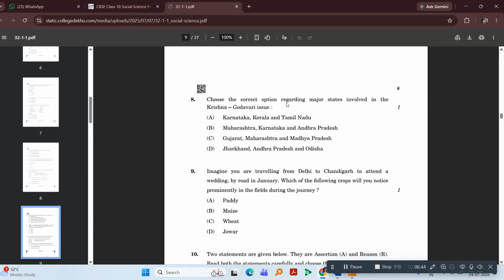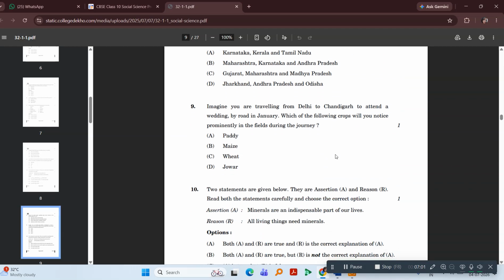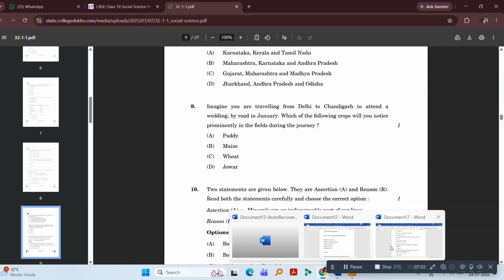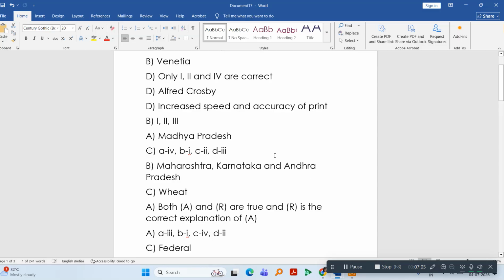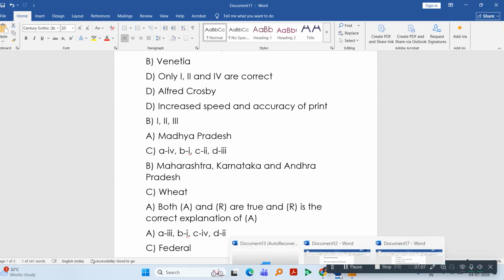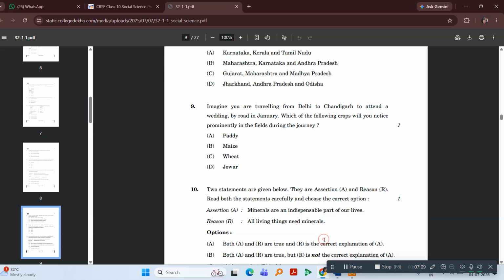Let's move on to the eighth one. Choose the correct option regarding major states involved in the Krishna Godavari issue. The options are A. Karnataka, Kerala, and Tamil Nadu. B. Maharashtra, Karnataka, and Andhra Pradesh. C. Gujarat, Maharashtra, and Madhya Pradesh. D. Jharkhand, Andhra Pradesh, and Odisha. Which is the correct option? It is B. Maharashtra, Karnataka, and Andhra Pradesh. Okay, B is the correct answer.